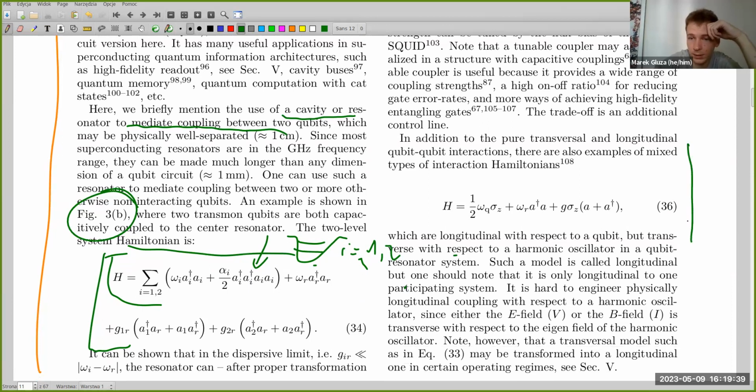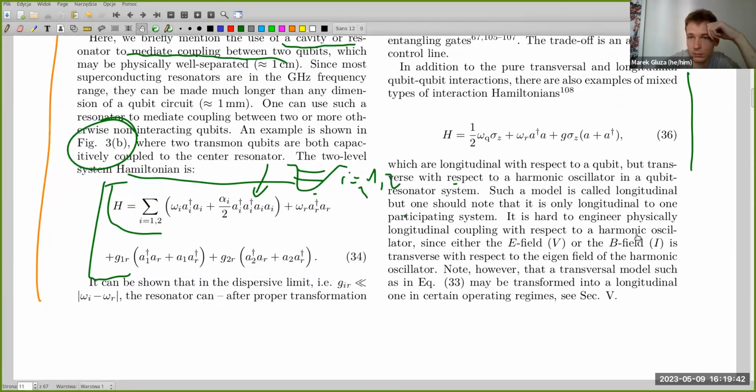Okay, there can be mixed type interactions. Great, we understand what's going on here. Basically, this is changing the state of the oscillator, but this is changing, so to speak, the frequency of the qubit. If I would have my cavity in a coherent state, then this would be more like a P operator or something. So that's maybe not moving the cavity too much, and then basically the cavity is doing something to the frequency of the qubit.